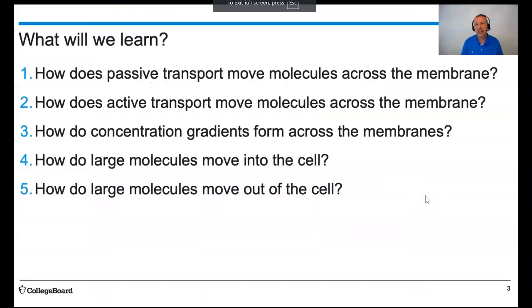Transport. And so we'll go through passive transport, active transport, concentration gradient, and then large molecules in and out of the cell.